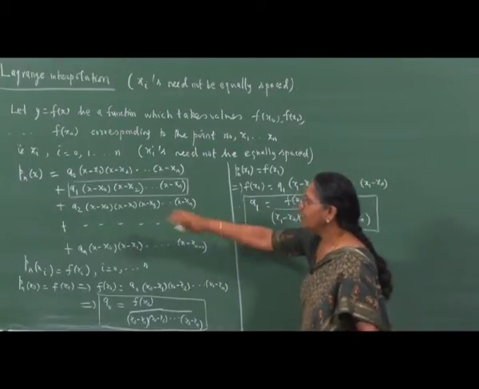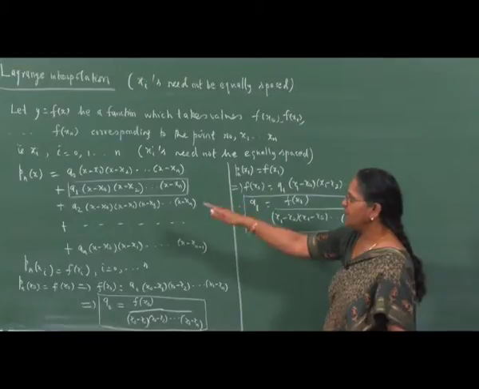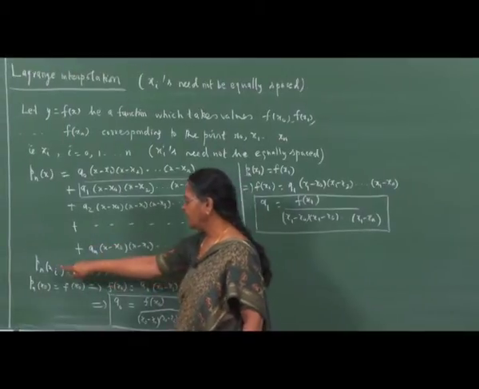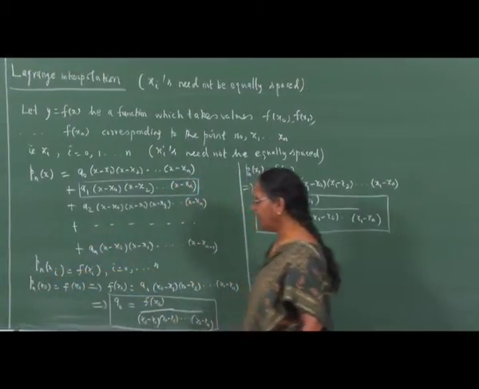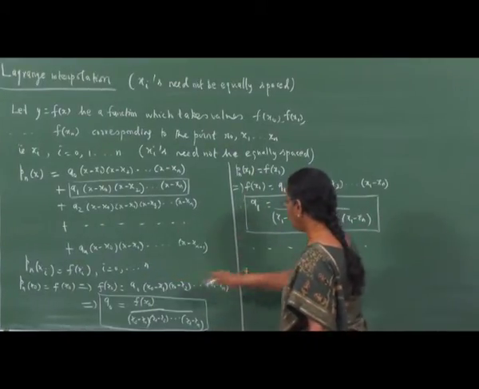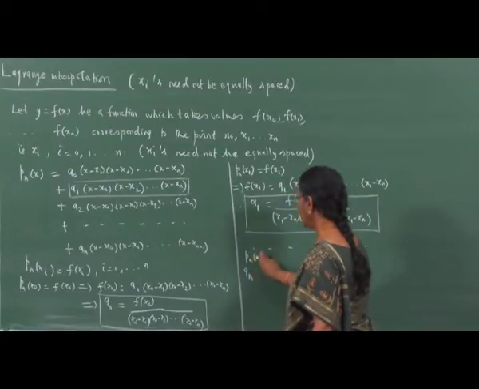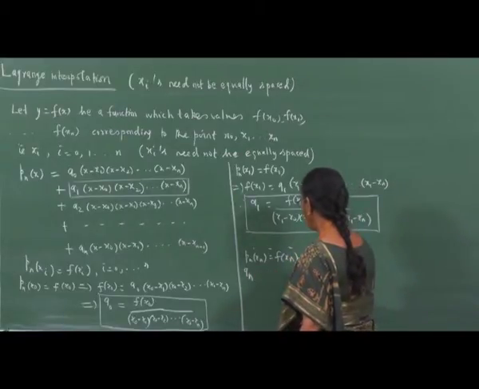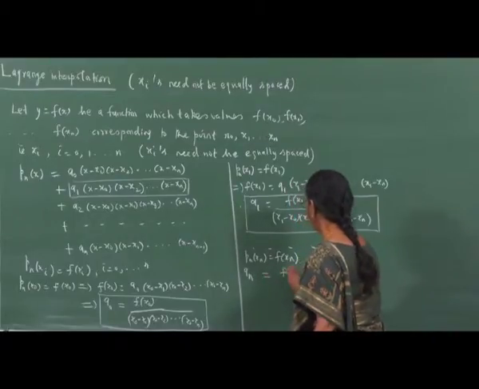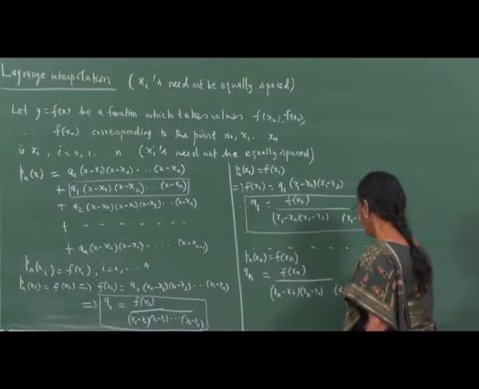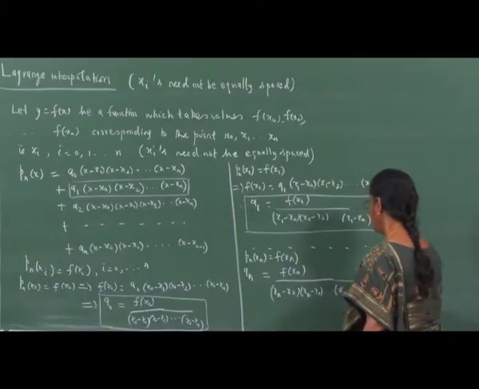Similarly, a 2 will be obtained using the condition P n at x 2 is f of x 2. So, in general a i will be obtained using the condition P n of x i equal to f of x i. So, let us just write down the result for a n. We obtain a n by using the condition that P n at x n is f of x n. So, this gives you that a n will be equal to f at x n divided by x n minus x naught into x n minus x 1 etc. up to x n minus x n minus 1.